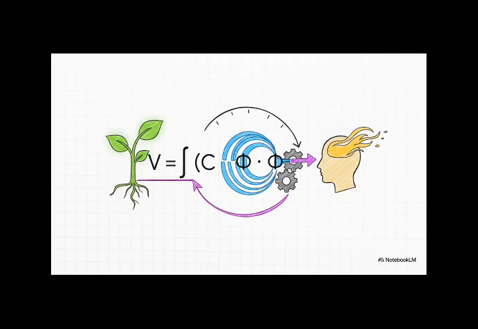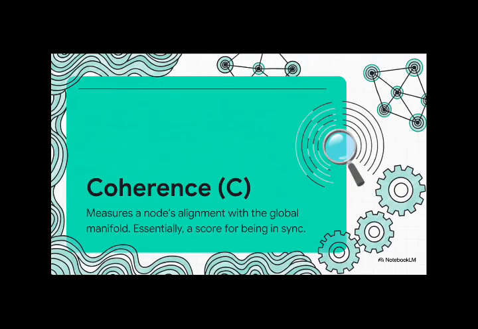It just says that value, or V, is figured out by looking at two key variables over time. So let's break those down. The first variable is coherence, represented by that C. You can just think of this as a score. It's a score for how well an individual person is aligned with the overall harmony of the entire network. It's a direct measure of being in sync, and it's based on that principle of geometric resonance we saw earlier.